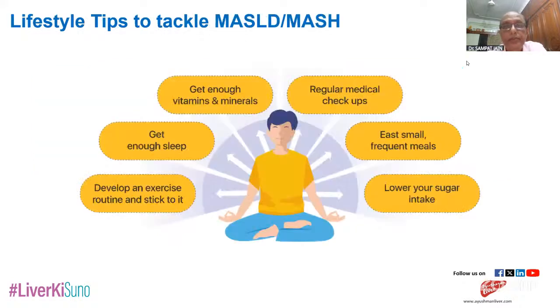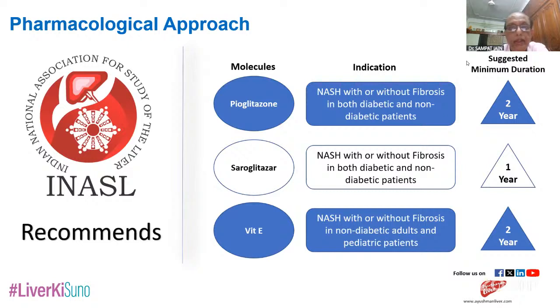become a normal liver. So, lifestyle tips to tackle MASLD and MASH are very clear. Lower your sugar intake to reduce your weight. Eat small, frequent meals, have regular medical checkups, and get enough vitamins and minerals. You should include vegetables and fruits in the diet, that is, more fibers. Get enough sleep, and develop an exercise routine and stick to it. Lifestyle modification is very difficult to maintain, but if you stick to it, you will get definite benefits.